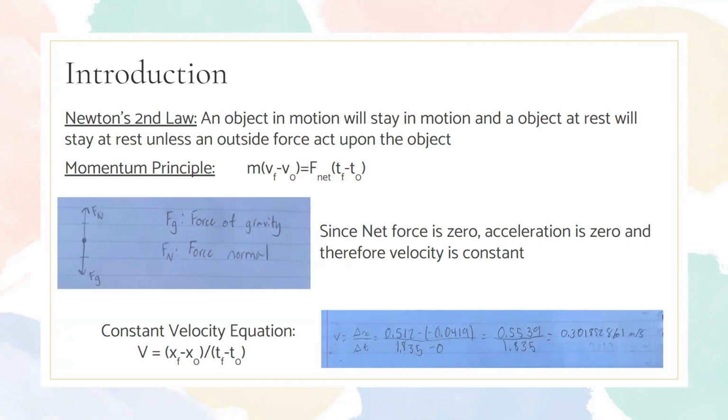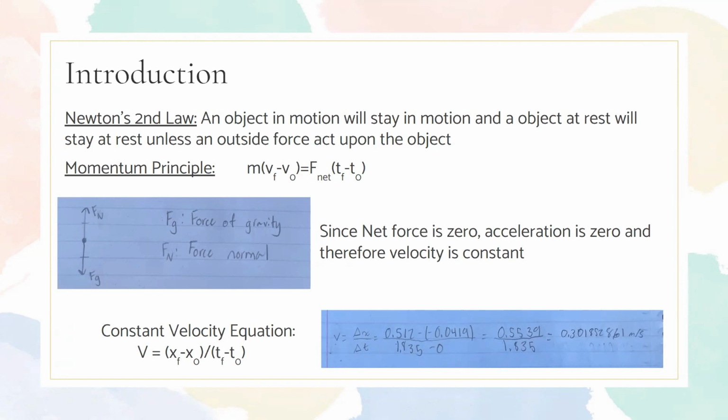You can see in the first photo, my model of the force diagram, in which Fg is the force of gravity and Fn is the force normal, which is the force of the table holding up the cart used in the experiment. And as you can see in my diagram, those two are equal to each other. Therefore, force net is zero, therefore acceleration is zero, and therefore velocity is constant.